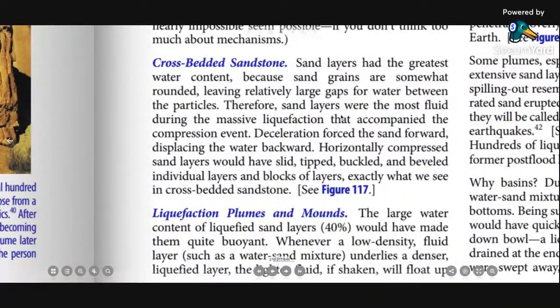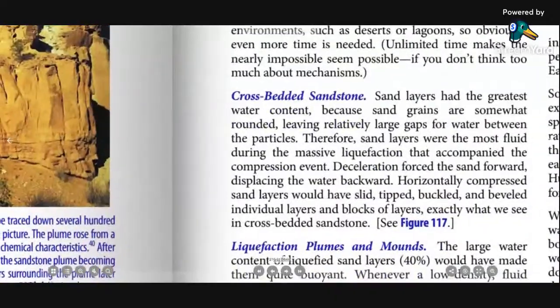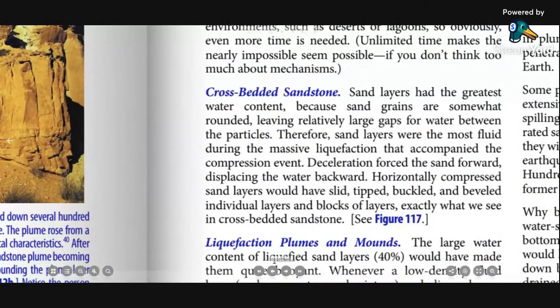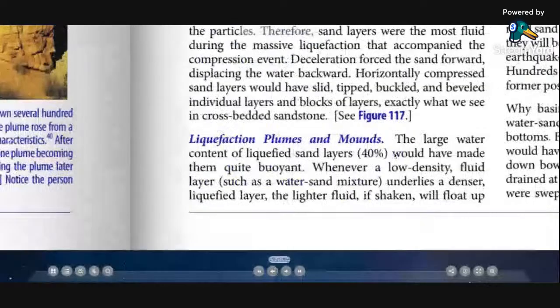Cross-bedded sandstone. Sand layers have had the greatest water content because sand grains are somewhat rounded, leaving relatively large gaps for water between the particles. Therefore, sand layers were the most fluid during the massive liquefaction that accompanied the compression event. Deceleration forced the sand forward, displacing the water backward. Horizontally compressed sand layers would have slid, tipped, buckled, and beveled individual layers and blocks of layers, exactly what we see in cross-bedded sandstone.